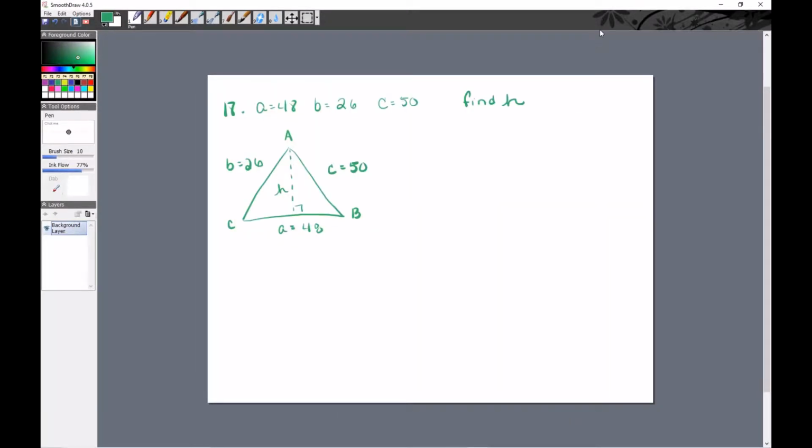All right, so here is number 18. This is next to last, and they've got a little bit of a wrench thrown into the works here. They gave us all three of the side lengths, 50, 48, and 26, and I have them labeled. But they want us to find, of all things, the length of the altitude from vertex A down to side CB, all right? So we just drop a perpendicular down to this side. That's why I marked it at a 90-degree angle. They want to know this length.